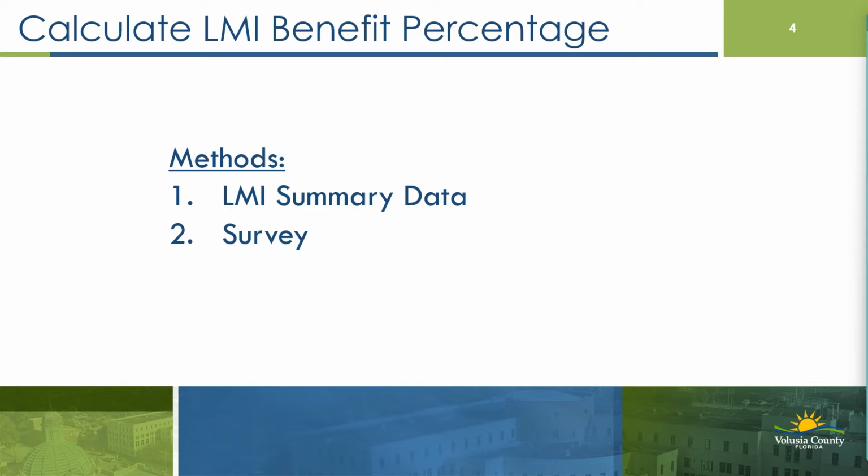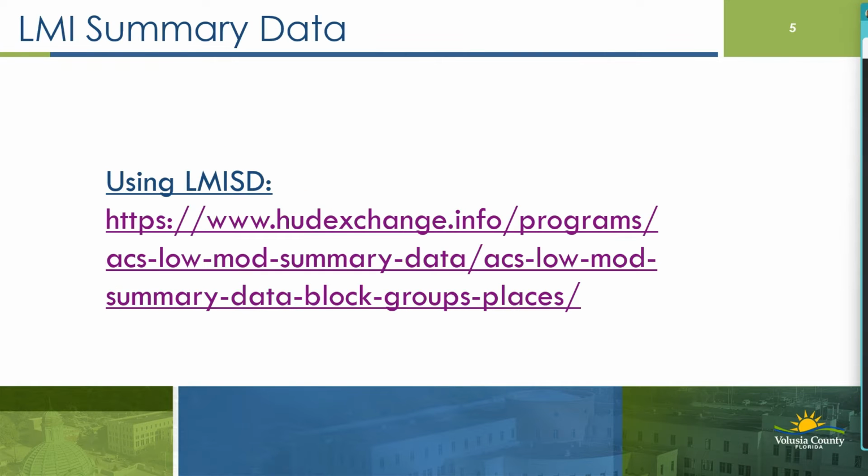There are only two allowable methods for documenting the percentage of LMI persons within a specific service area: using summary data that is published by HUD or conducting a survey. We will go over both methods briefly. HUD allows us to use the American Community Survey, or ACS data, and look at the block groups that the project serves to determine the population, the LMI population, and to calculate the percentage of LMI benefit.